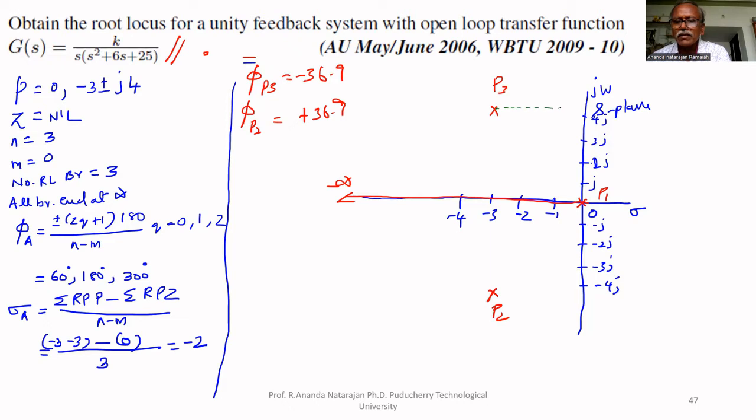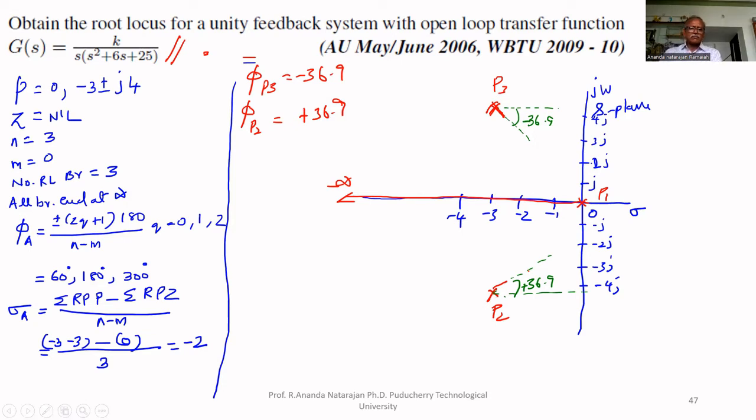So we have to draw a horizontal line, and draw a line at an angle minus 36.9. Similarly, draw a horizontal line and draw an angle plus 36.9. So it comes out at this angle.